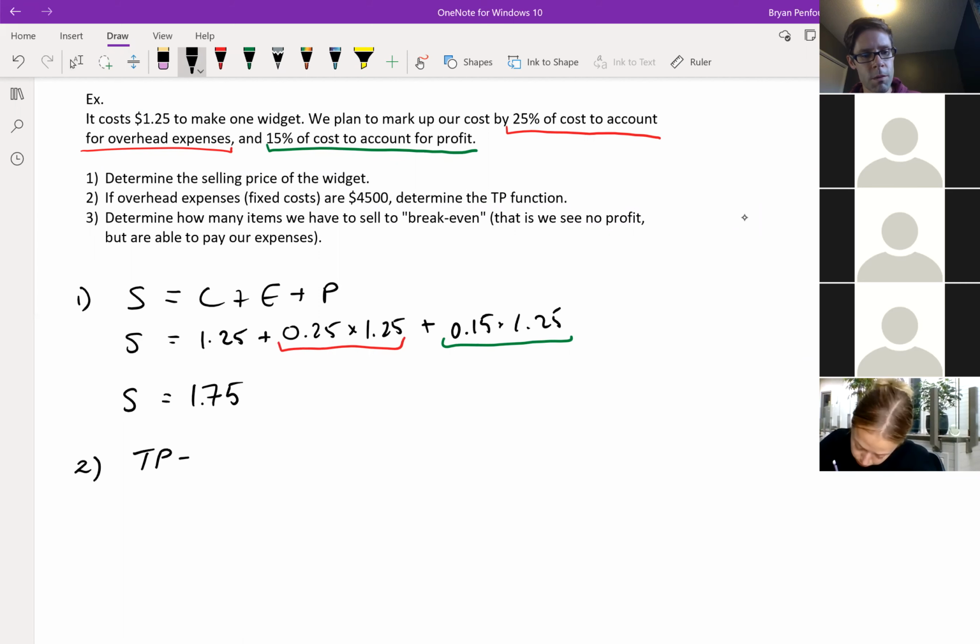All right, so let's talk about the total profit function. We know that it's going to be our selling price, which we just found is $1.75, minus our cost price, multiplied by X, take away our fixed costs.